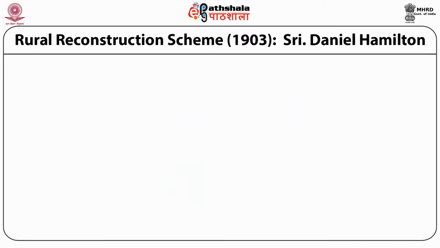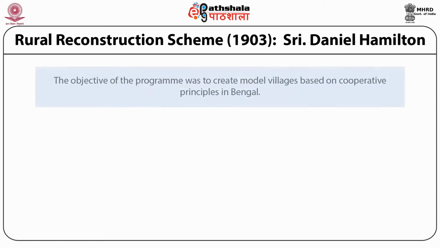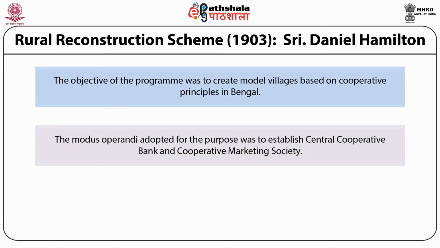As a part of pre-independence extension efforts, let us try to understand the first program, the Rural Reconstruction Scheme, which was launched in 1903 by Sri Daniel Hamilton. The objective of the program was to create model villages based on cooperative principles in the province of Bengal. The modus operandi adopted was to establish a Central Cooperative Bank and a Cooperative Marketing Society.